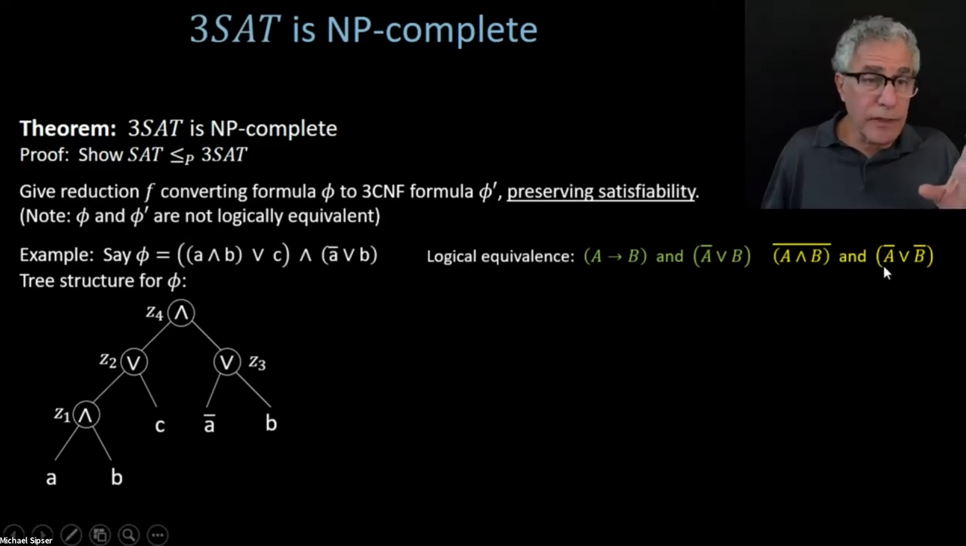Another logical equivalence, maybe more familiar to you, is De Morgan's law, which says that if you have not (A and B), that's equivalent to saying not A or not B. Okay, I'm going to make use of both of these.